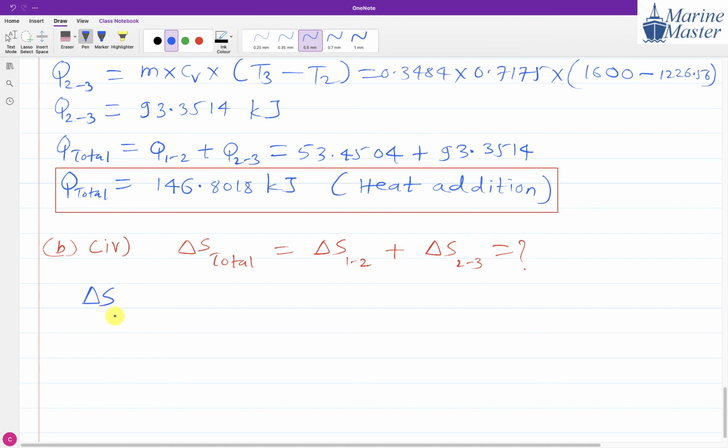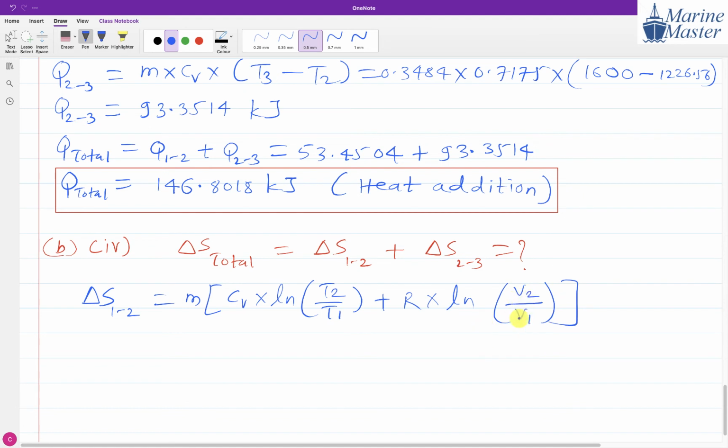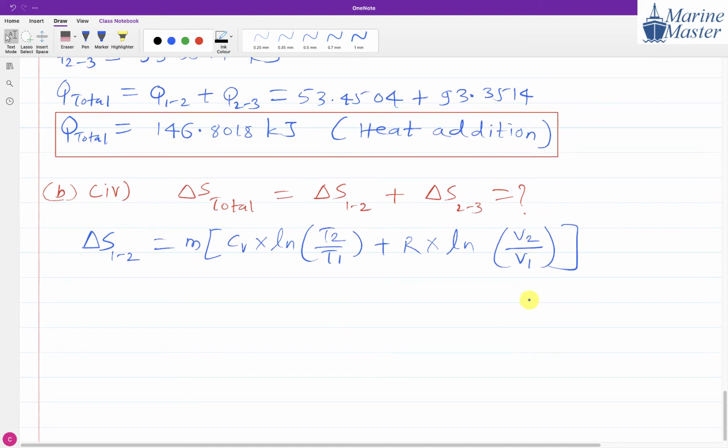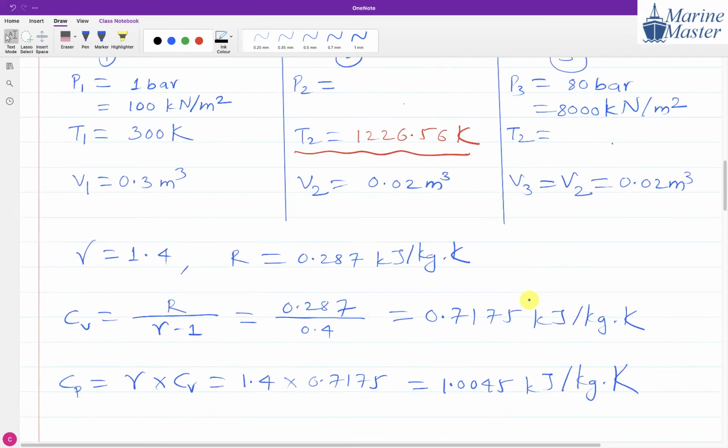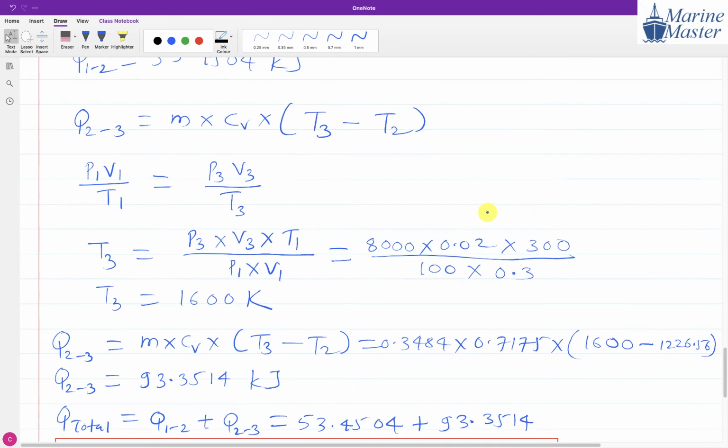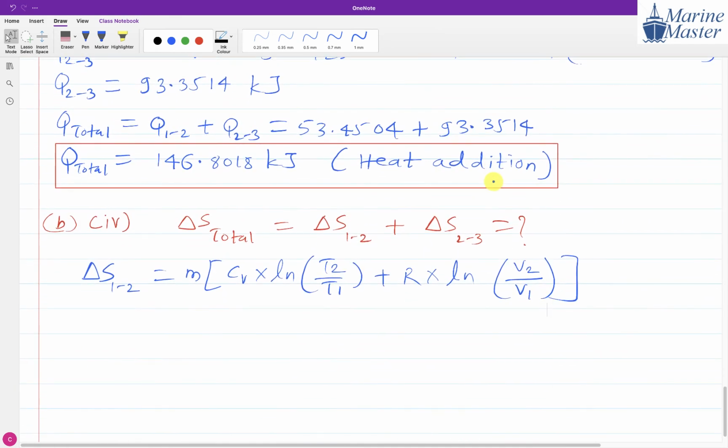So how to get delta S122? What is the process 122? It is a polytropic process, and for a polytropic process we have seen two relations. I will use the first one, m Cv ln(T2 by T1) plus R into ln(V2 by V1), because here we have the values at both points. We can use the other relation also, but then we need P2, and we don't have P2 here. We can calculate it, but we will not go into that.